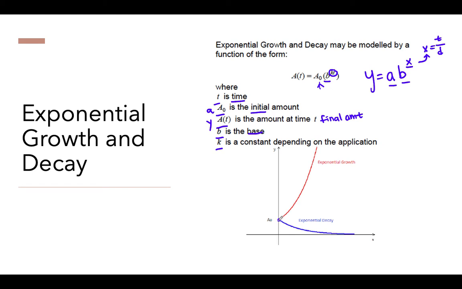So in this case, we're starting from the initial amount A0. Exponential growth is increasing, and exponential decay is decreasing. It looks like this. This is an exponential function when the base is greater than 1. And exponential decay looks like this, where the base is in between 0 and 1.